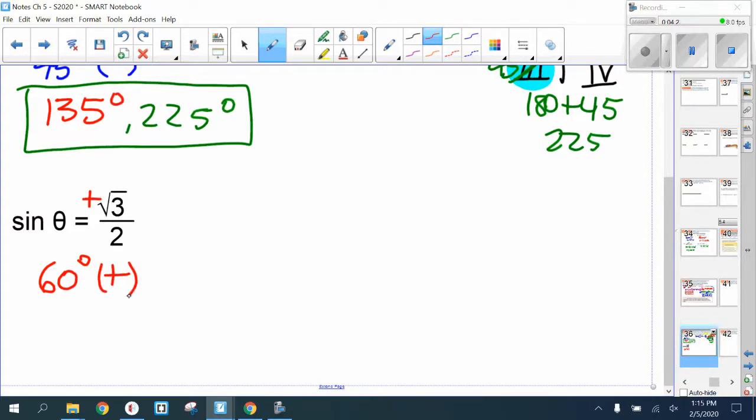Okay, so how you're going to think about this is you want to think about where is sine positive. Well, we know sine is positive in the first and second quadrants. So you need a 60-degree reference in the first and second quadrants. Okay. So the first quadrant is pretty easy because it always just is what it is.